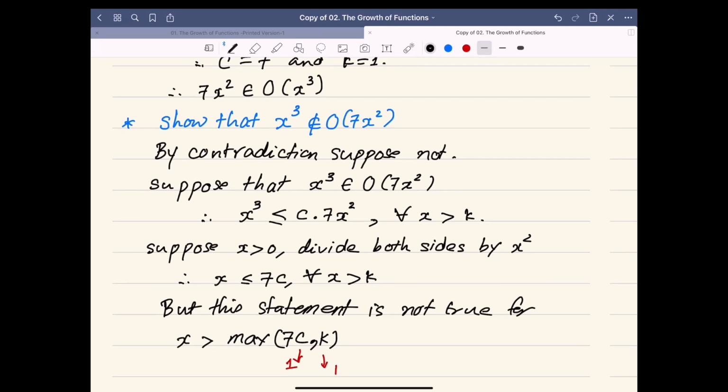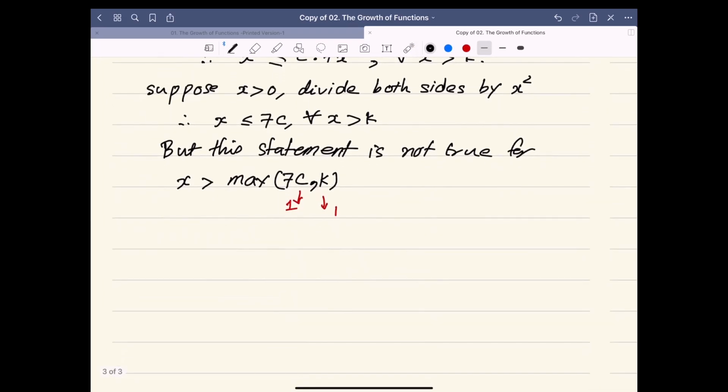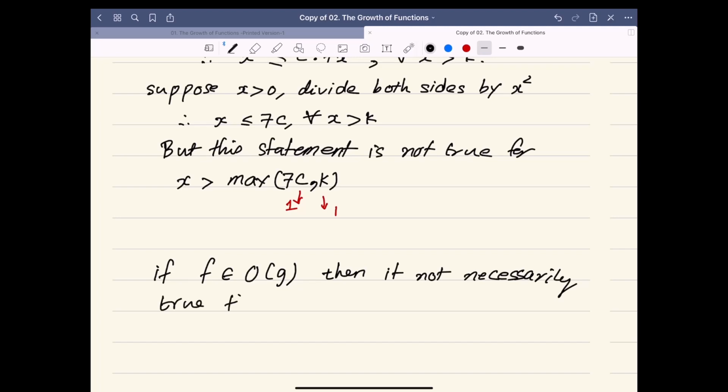From this example, we can see that if f belongs to big O of g, and here I'm ignoring the input of the functions, then it is not necessarily true that the opposite holds by switching the functions, that g belongs to big O of f. Although for some examples it is true, this is why I'm saying not necessarily true.